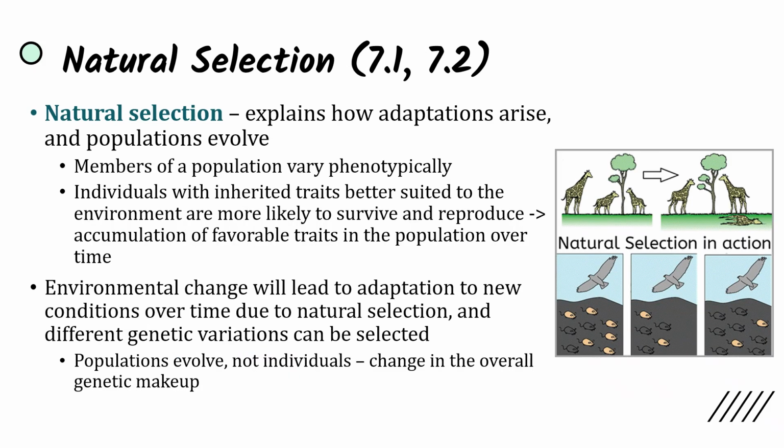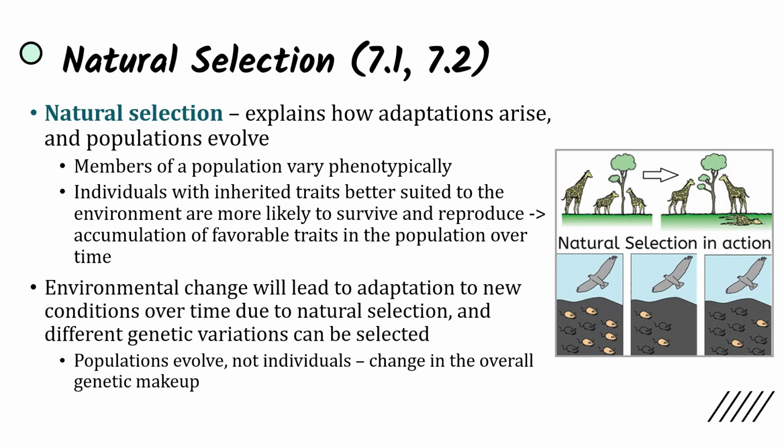And so natural selection explains how adaptations arise and how populations evolve. And so it begins with the idea that members of a population vary phenotypically and by extension also genotypically. So the outward appearance of each member of a population is going to be different. And individuals with inherited traits that are better suited to the environment, that better allow them to survive and reproduce, are going to be accumulated in the population over time.